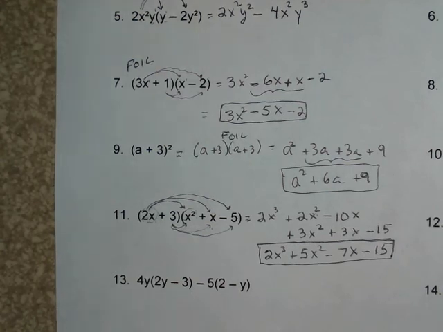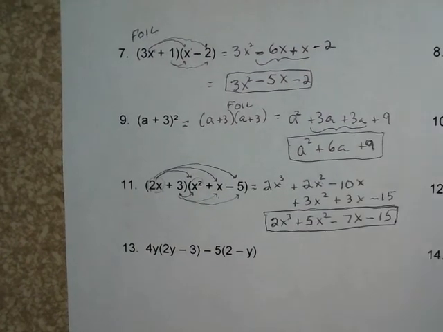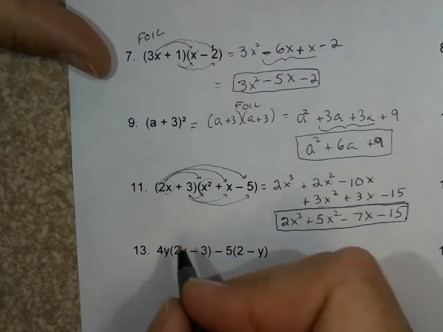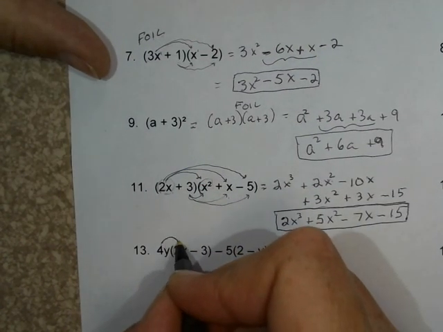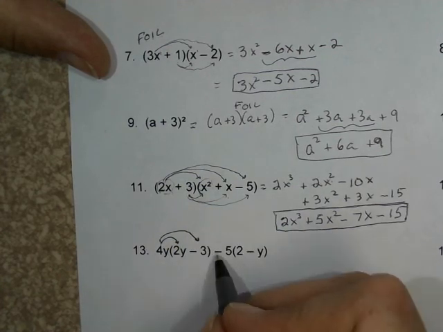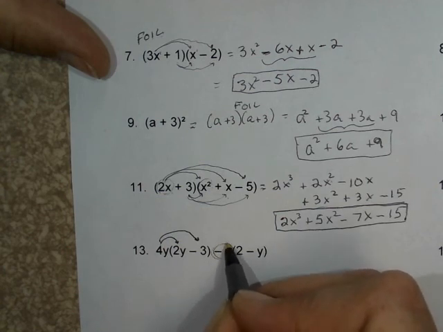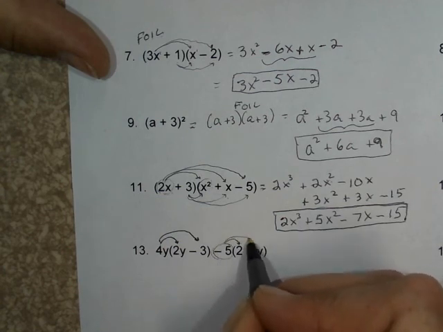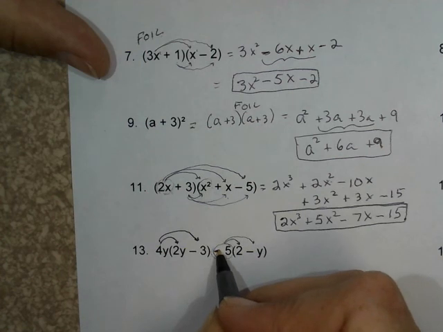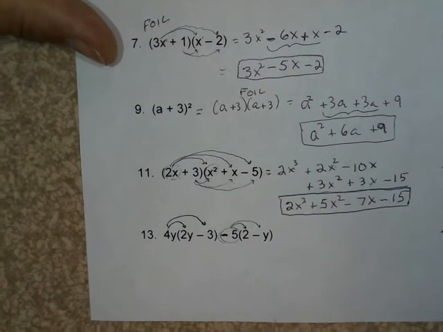And now this next one, this last one, is our trickiest problem of all. So we'll go through this very carefully. 4y gets distributed to the 2y and to the negative 3. Now you have to be careful because this is like a negative 5 being distributed to the 2 and the negative y. So be careful of this minus here. It's really a negative sign in front of the 5.